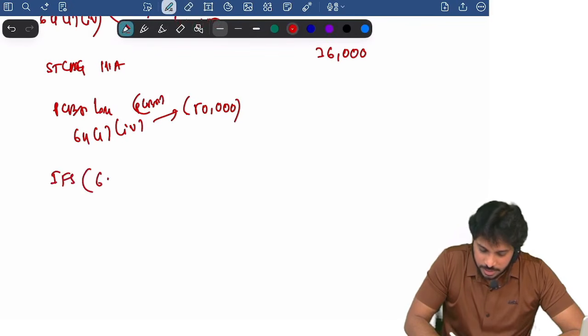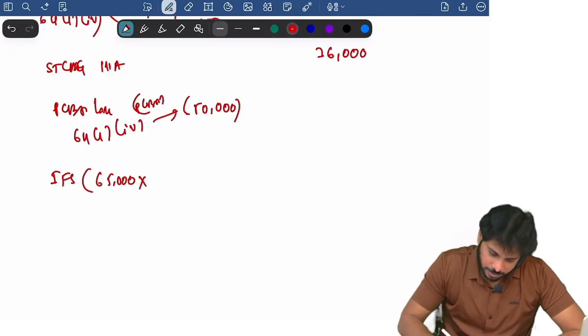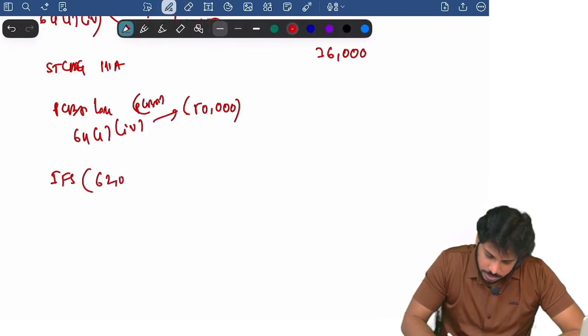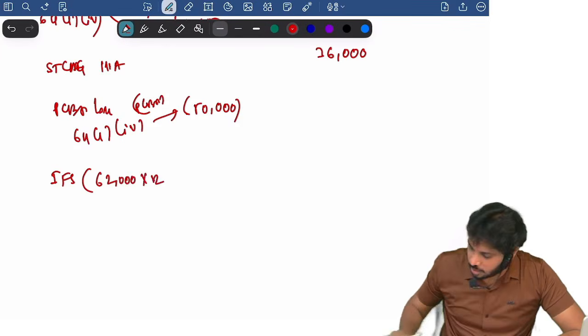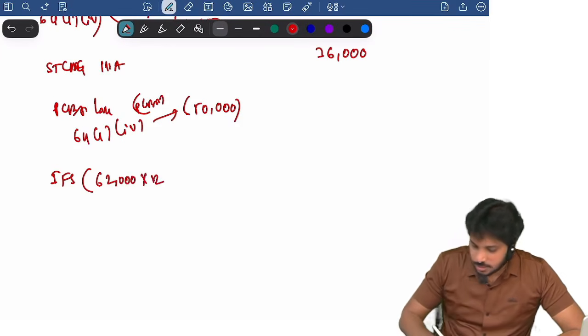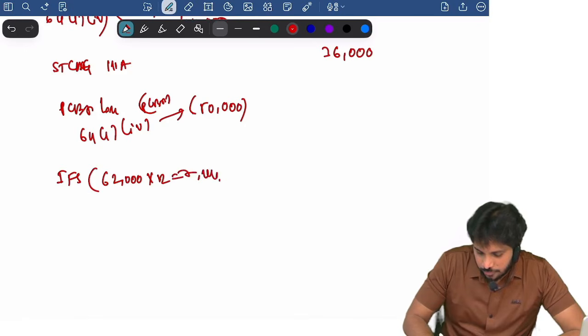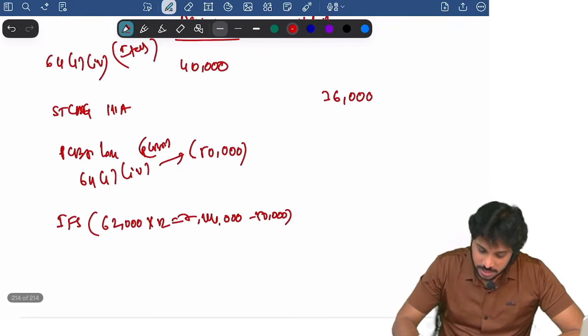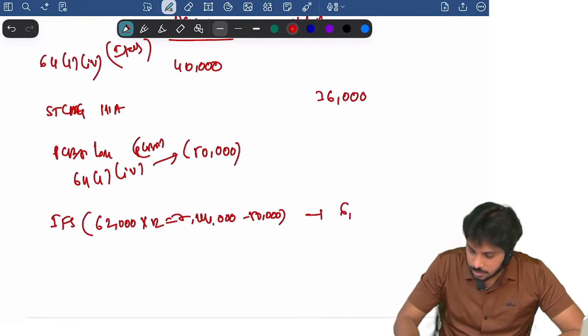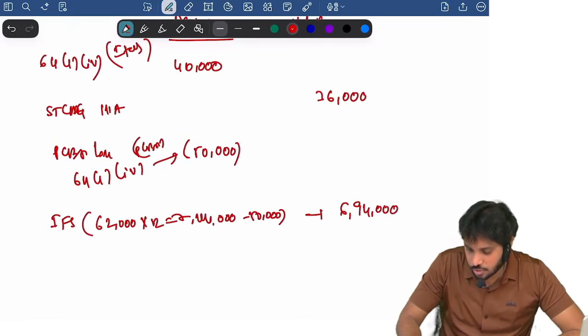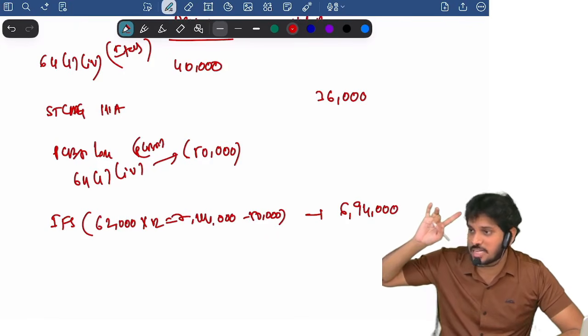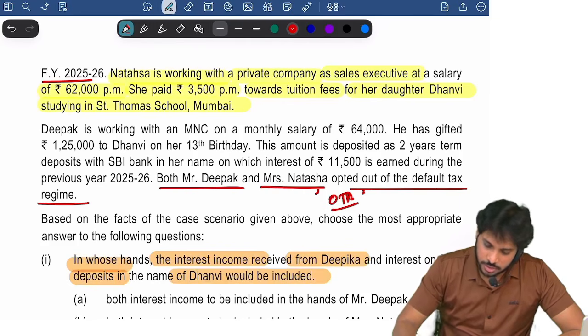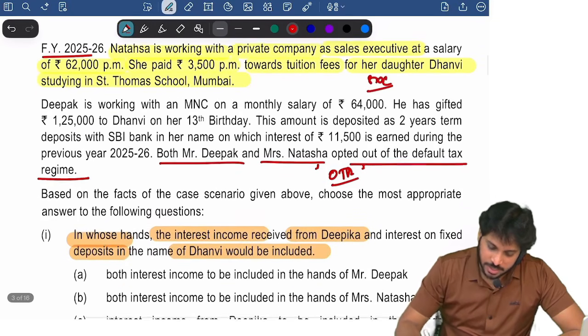Income from salary. How much is the monthly salary? 62,000 per month. What is it? 62,000 per month into 12. How much is that? 7,44,000 minus standard deduction, how much? 50,000. How much is Natasha's income from salary? 6,94,000. Do you agree? Tuition fee I will reduce at last. Okay. So this is ATC, so ATC spending will reduce at last.